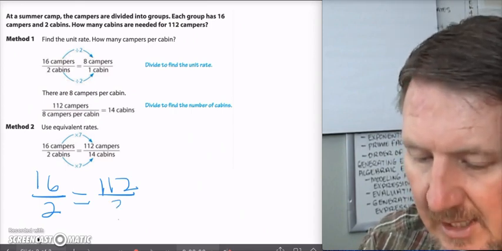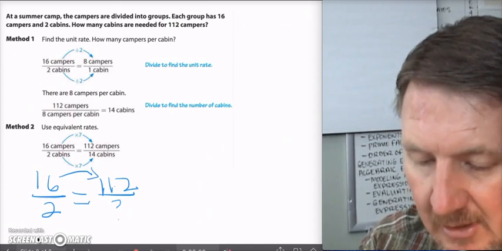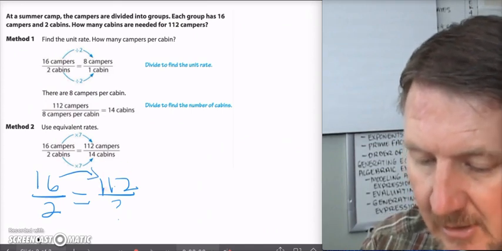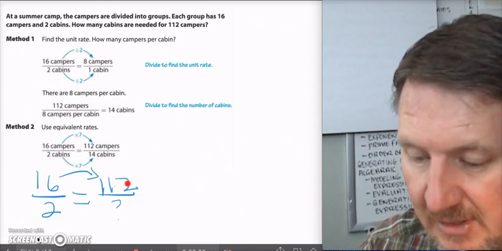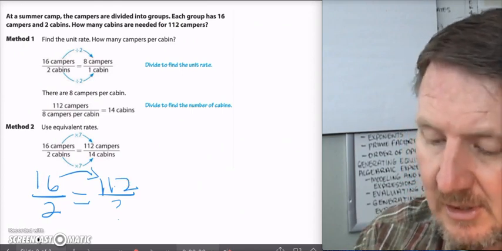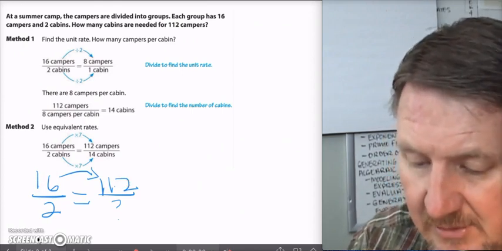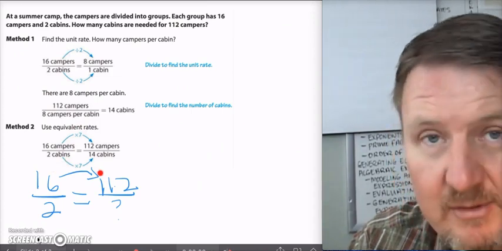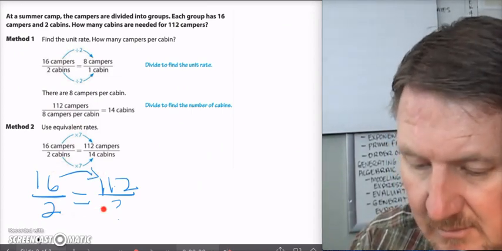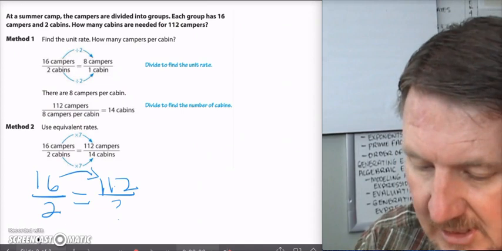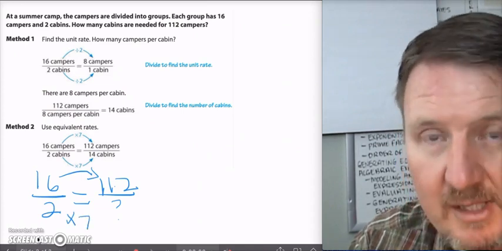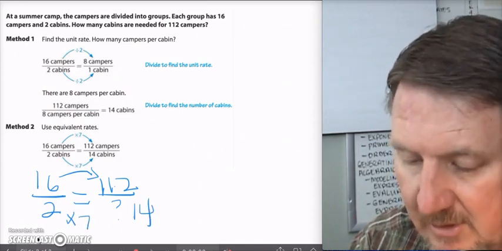So what can I multiply? Since this number got bigger, I had to multiply 16 times something to get 112. So in this case, it says 7. So if I multiply 16 times 7 to get 112, then I must multiply 2 times 7 in order to get how many cabins I need. And of course, 2 times 7 is 14.